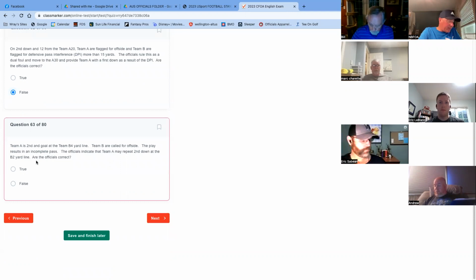All right, question 63. Team A is second and goal at the B 4-yard line. Team B are called for offside. The play results in an incomplete pass. The officials indicate that Team A may repeat second down at the B 2-yard line. Are they correct? False. 8-3-2. I have 4-2-3.